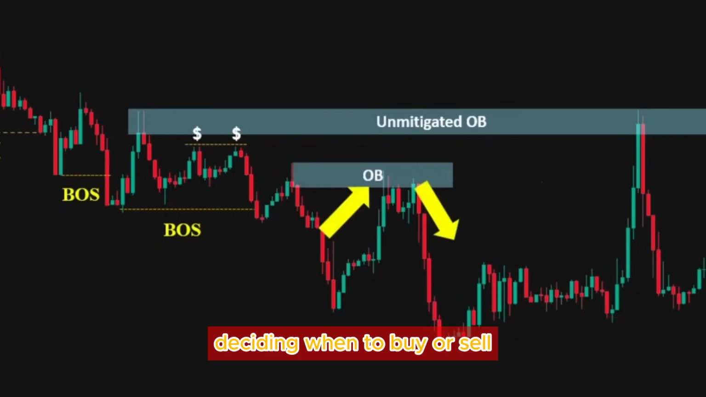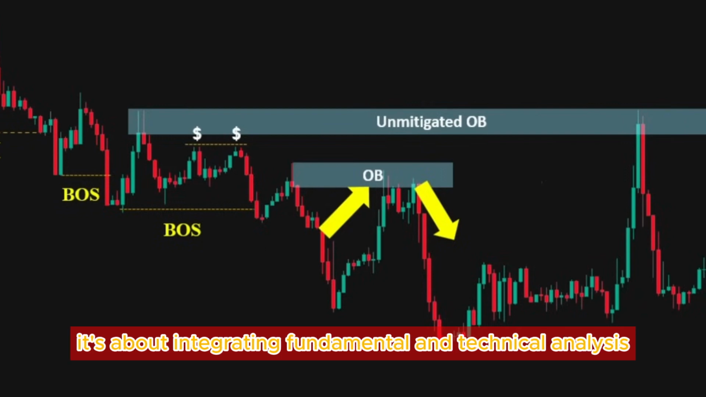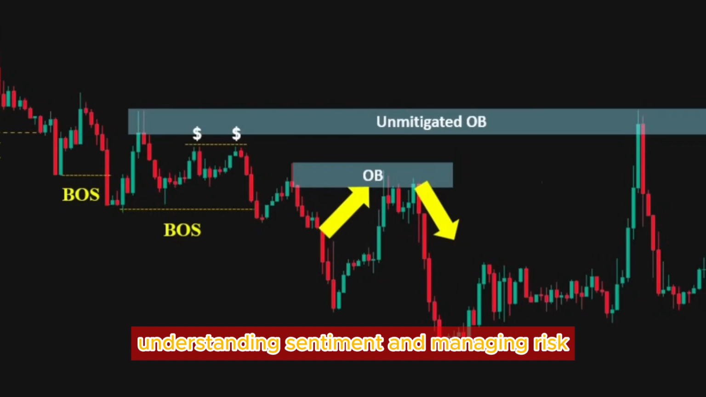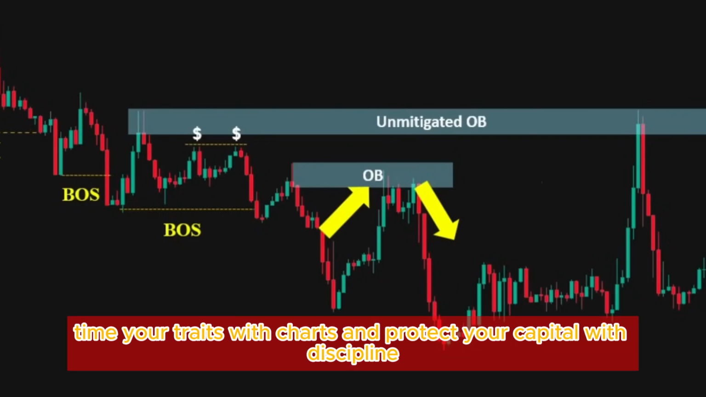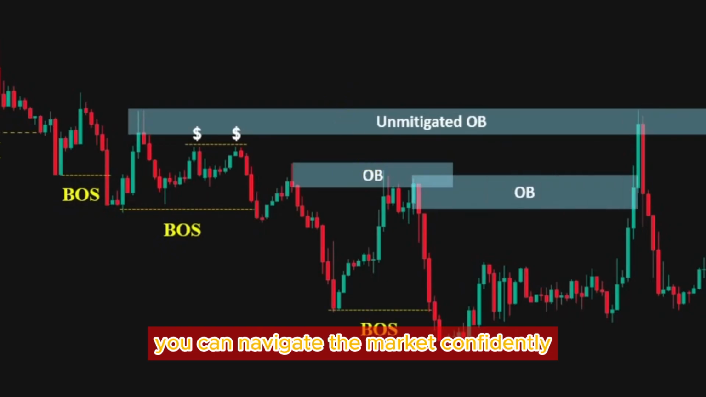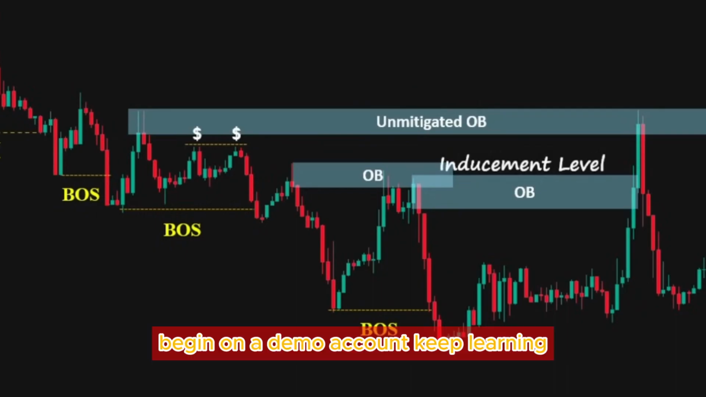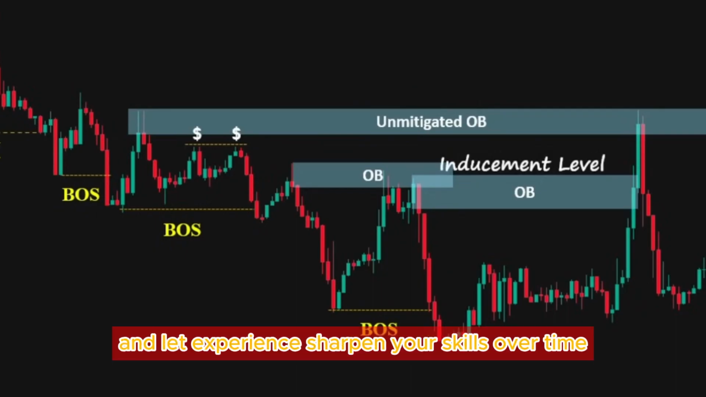Deciding when to buy or sell in Forex trading isn't about relying on one method; it's about integrating fundamental and technical analysis, understanding sentiment, and managing risk. Start with the bigger economic picture, time your trades with charts, and protect your capital with discipline. Forex trading is complex, but with practice and a structured approach, you can navigate the market confidently. Begin on a demo account, keep learning, and let experience sharpen your skills over time.